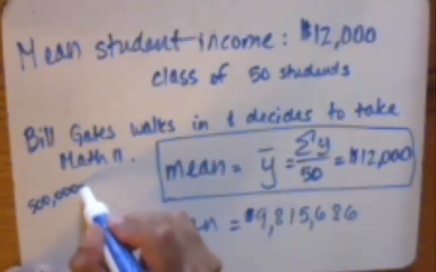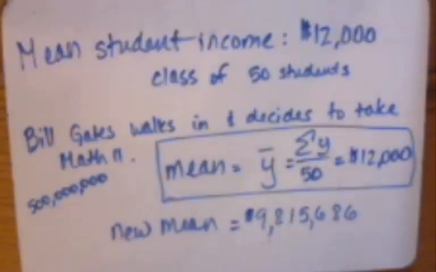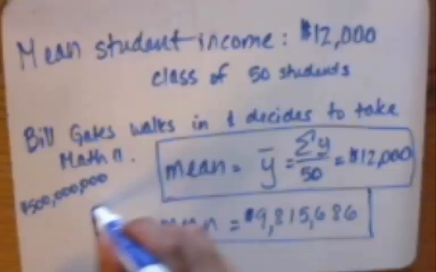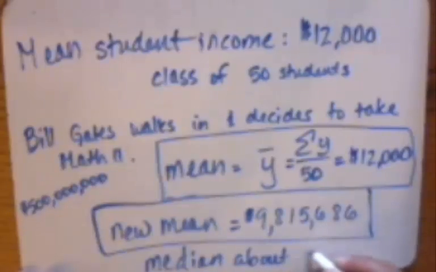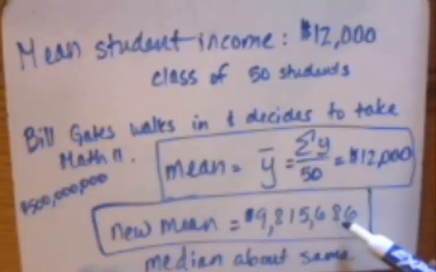Well, let's say Bill Gates makes, I don't know, 500 million a year. I have no idea how much he would make in a year. But if he joins our class and he makes that much money, the new mean is 9,800,000. The median probably stayed about the same. Maybe moved over one value, right? The median was about the same, but the mean went from 12,000 to almost $10 million.